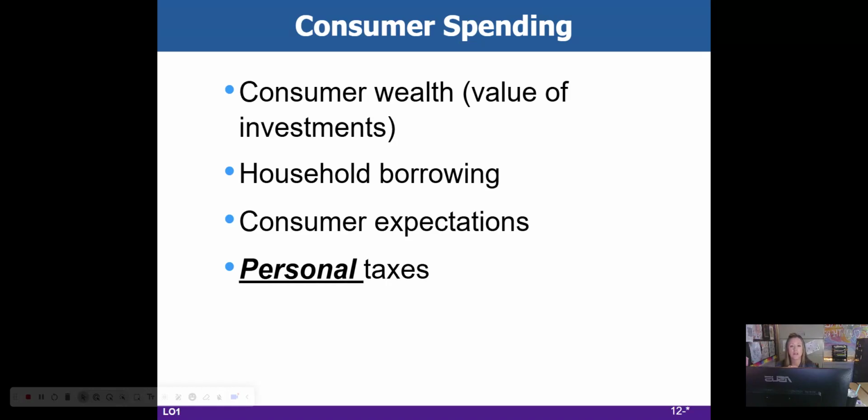And then the last one there is personal taxes, not taxes on corporations, but individual income taxes. If the government increases taxes, people have less money to spend, consumer spending goes down, aggregate demand shifts left. If the government decreases taxes, they have more money to spend, people spend more, and the GDP would shift right.